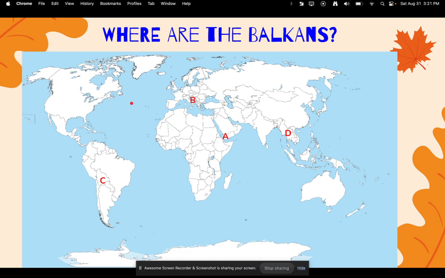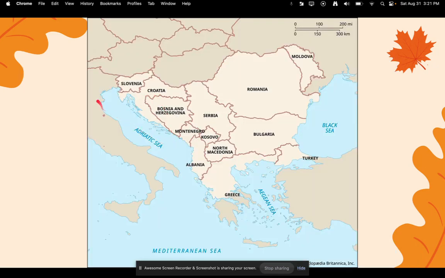All right, where are the Balkans? Yeah, this one's tricky. The Balkans are going to be these tiny little countries in Europe off of the Mediterranean Sea. If you zoom in here, you can see here's Italy, here's the Mediterranean Sea, here's Turkey. The Balkans are all these tiny little countries. Of course, in ancient times, those countries did not exist. This is a modern day map, but it gives a good visual of where the Balkans are located.